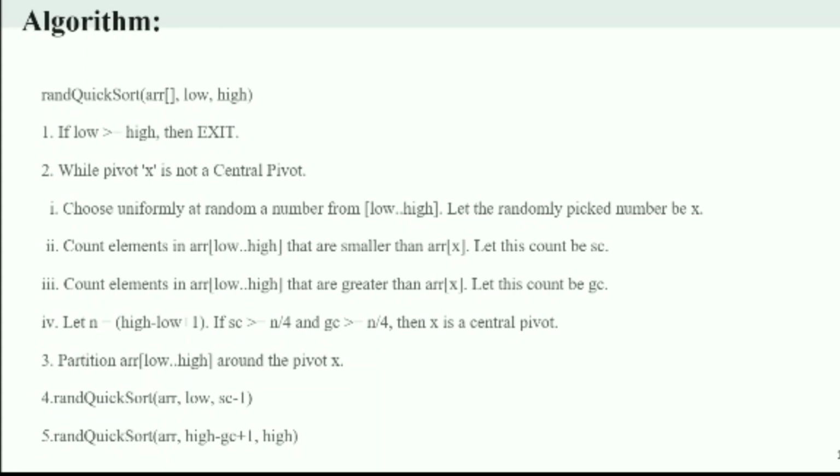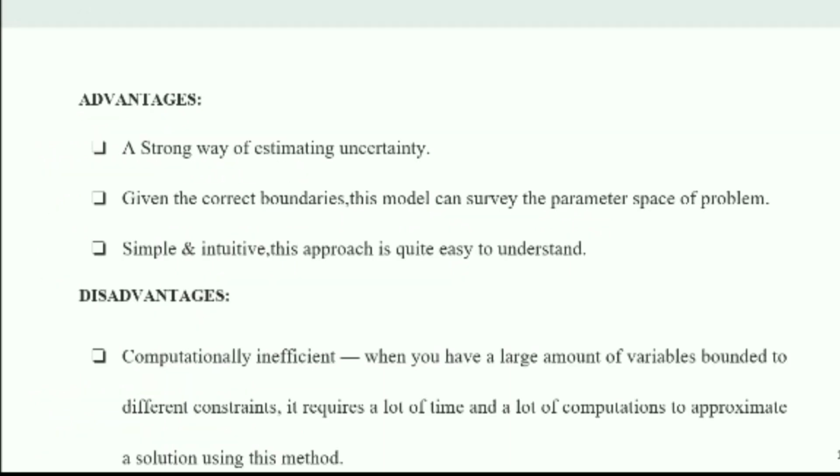In randomized quicksort, the randomness is given by step 2, that is, randomly choosing the pivot element. To avoid the worst case situation, we create the central pivot in step 2. So in randomized quicksort, the randomness is given by step 2, that while pivot x is not a central pivot, we randomly choose an element.